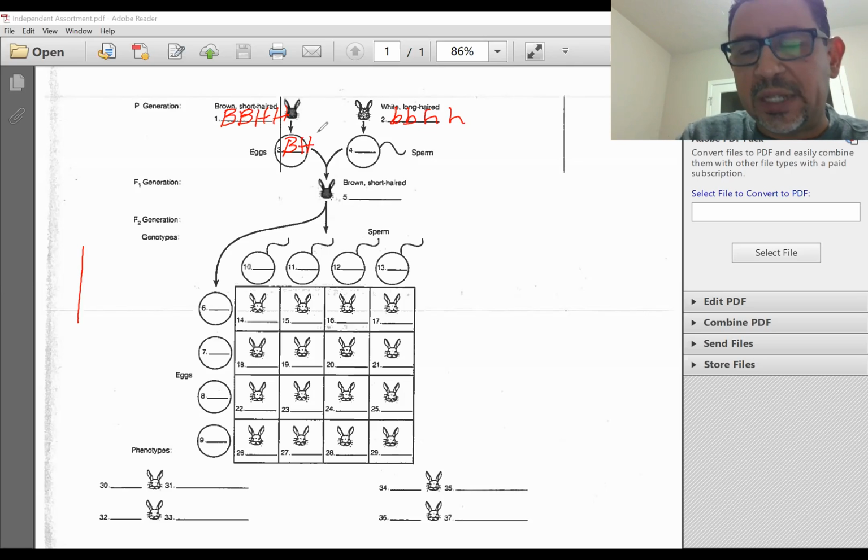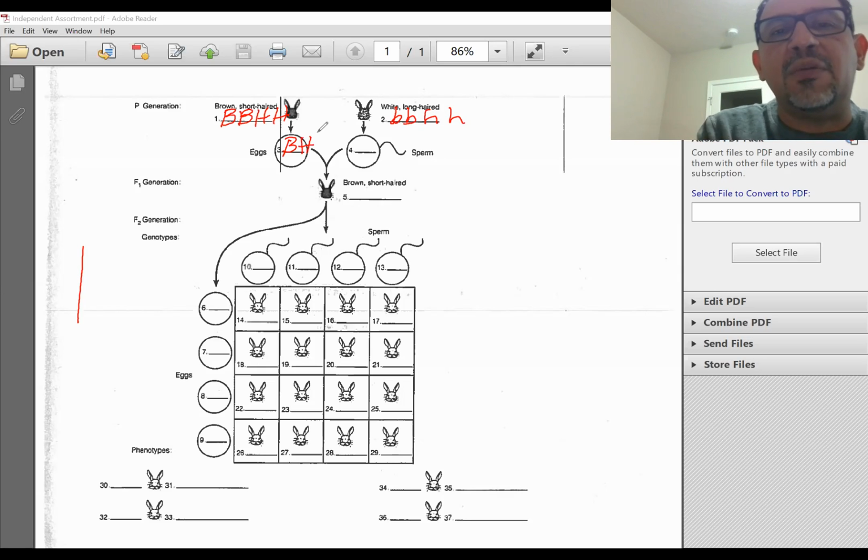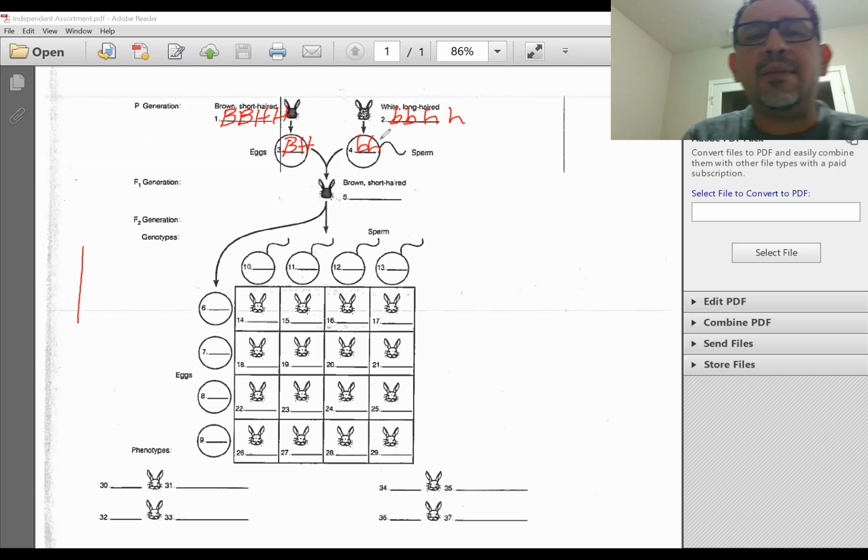Male rabbits are also known as bucks. And I'm telling you this because in another exercise, it talks about rabbits, and then it says about does and bucks. So now you know the meaning of those words too. So this one only has lowercase b and lowercase h alleles, so there's only 1 type of sperm this rabbit can make, lowercase b and lowercase h.